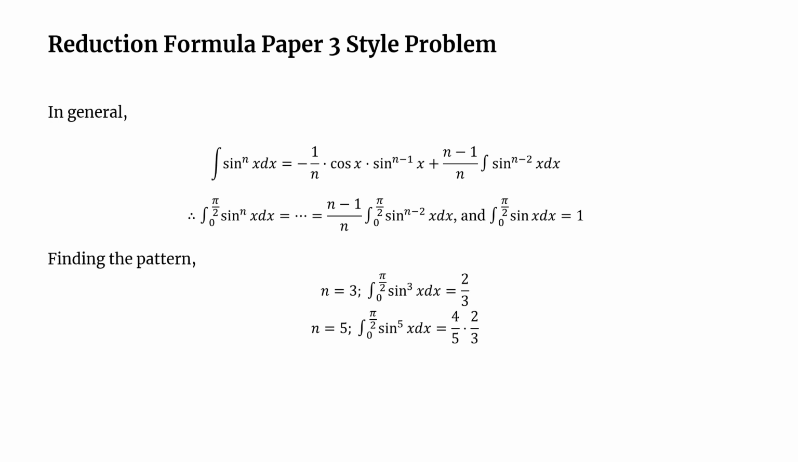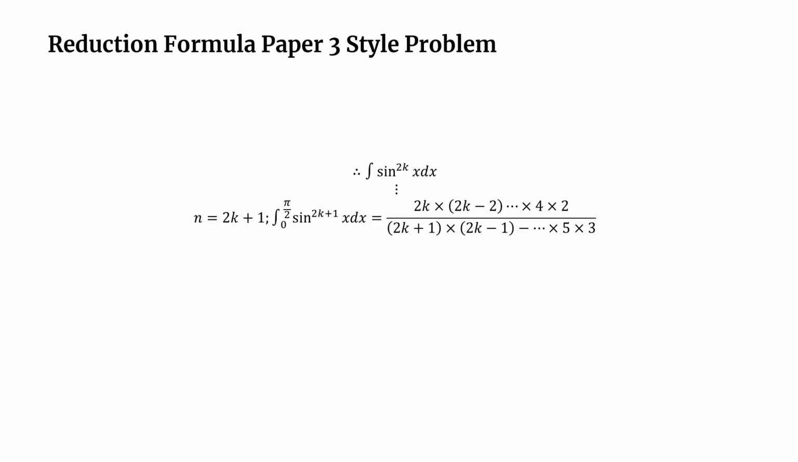So finding the pattern of the odd power, such as 3 or 5, will be used. And please remember, sine to the power of 2k was already given in our induction hypothesis, and finding the pattern from the previous slide with the odd power, which we're now extending to 2k plus 1, will be given as such. And please remember the general formula, the reduction formula of sine to the power of n from 0 to pi over 2, was given as such.